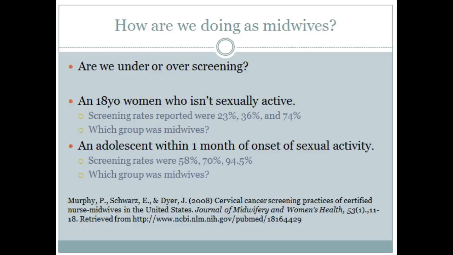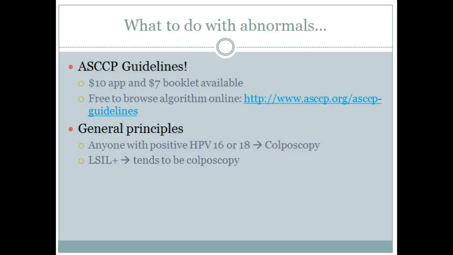Okay, so we're going to keep going here. What do we do with abnormals? I've got the link there for you for the ASCCP guidelines. I think it's around a $10 app and a $7 booklet that are available. If you buy the app, then if and when guidelines change, you'll automatically get the freshest ones, so that's nice. But if you like having something in your lab coat pocket to flip through, then you can do the booklet as well. And I would really encourage everybody to at least buy one or the other.